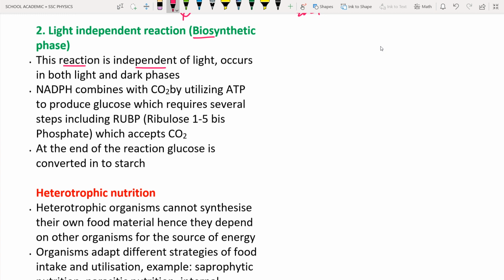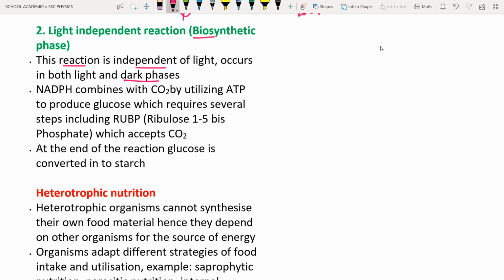Most students think that the light independent reaction, also known as the dark reaction, occurs in the night time or in dark regions. It is false. Dark reaction means it is independent of light. Whether the light is there or not, it doesn't matter. It is going to occur all the time whenever it is necessary.